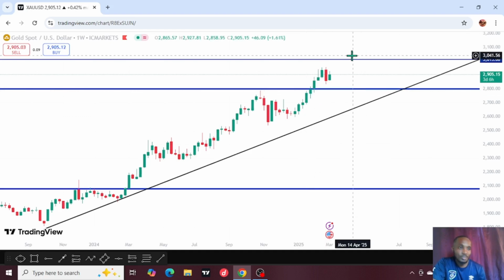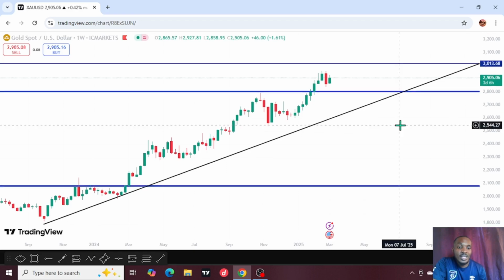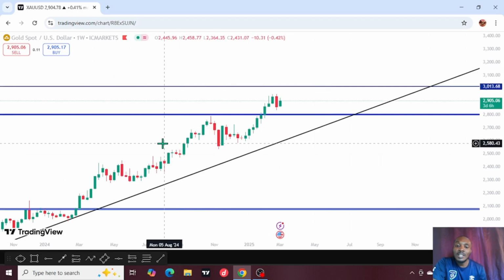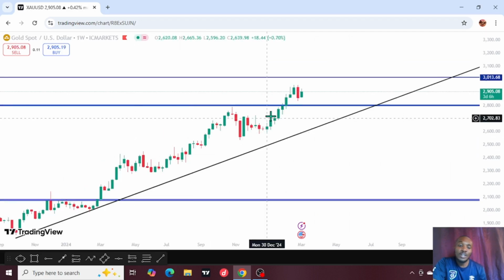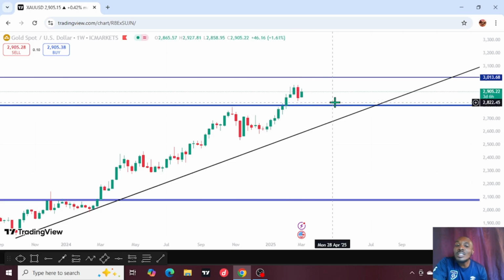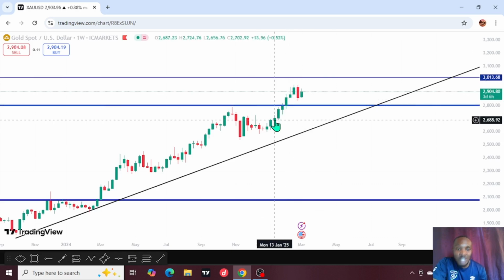Like I said, since we've already come to agreement that this pair is very much bullish, it will be very, very unwise for you to start selling gold, knowing fully well that it's now trading above this resistance that it has broken. Now this resistance is now a support. As you can see, it broke above it.